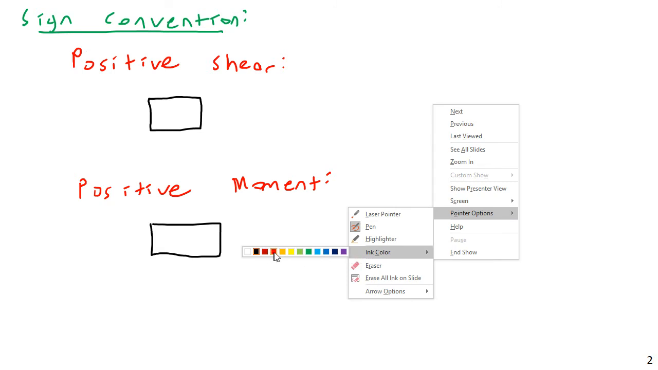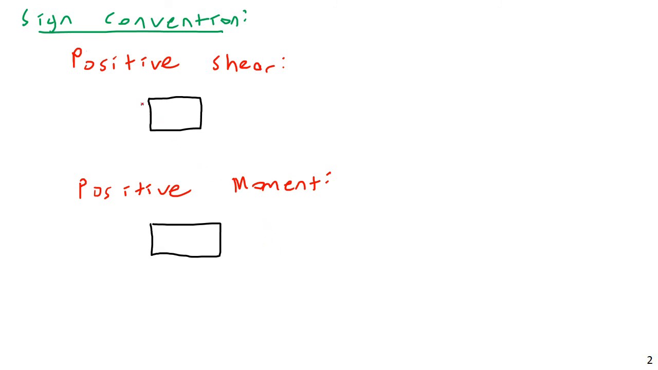So here, positive shear is going to have an upward arrow on the left and a downward arrow on the right. This is simply a sign convention. This is just something that we choose to define as positive. We could define the other way as positive as well, but by sign convention, we refer to this state as positive.